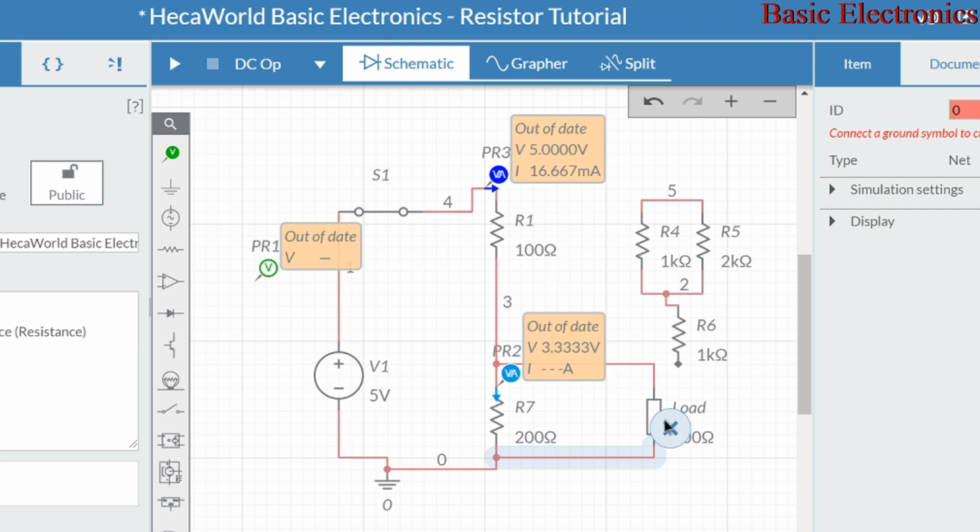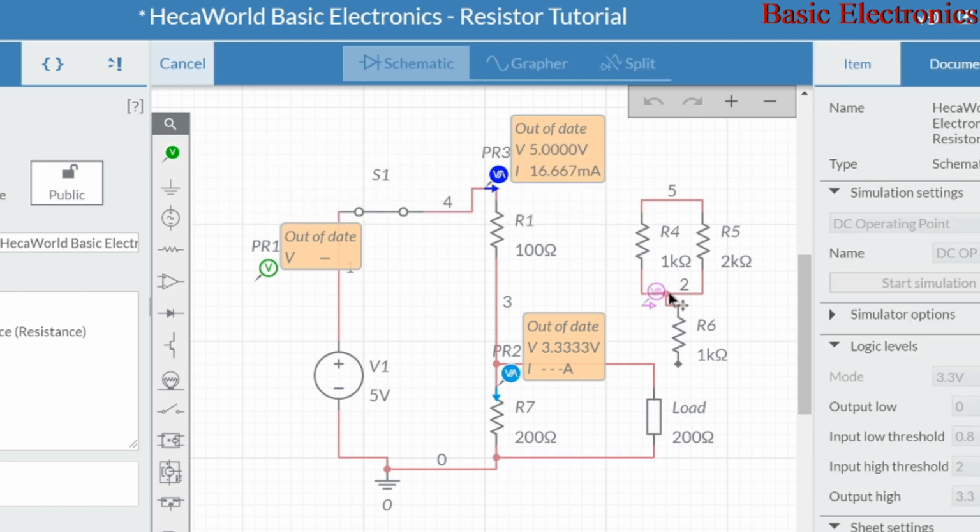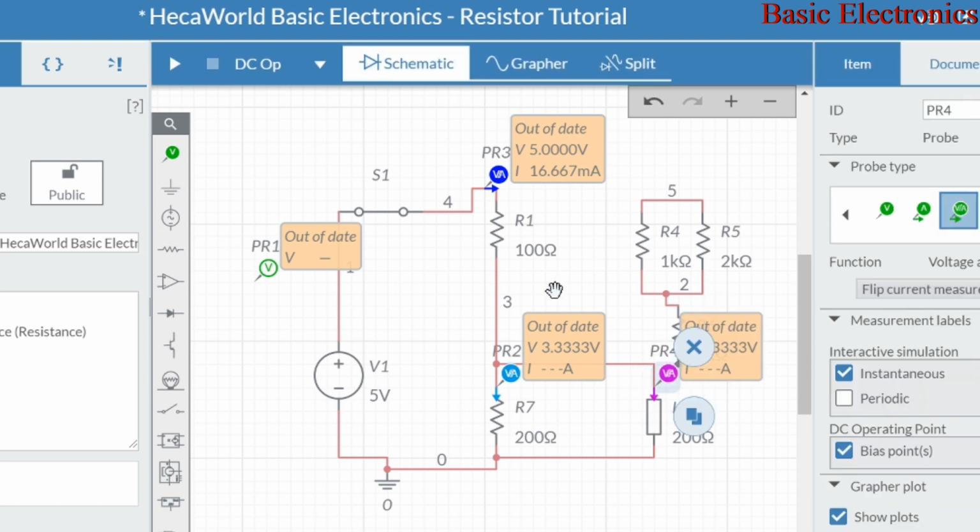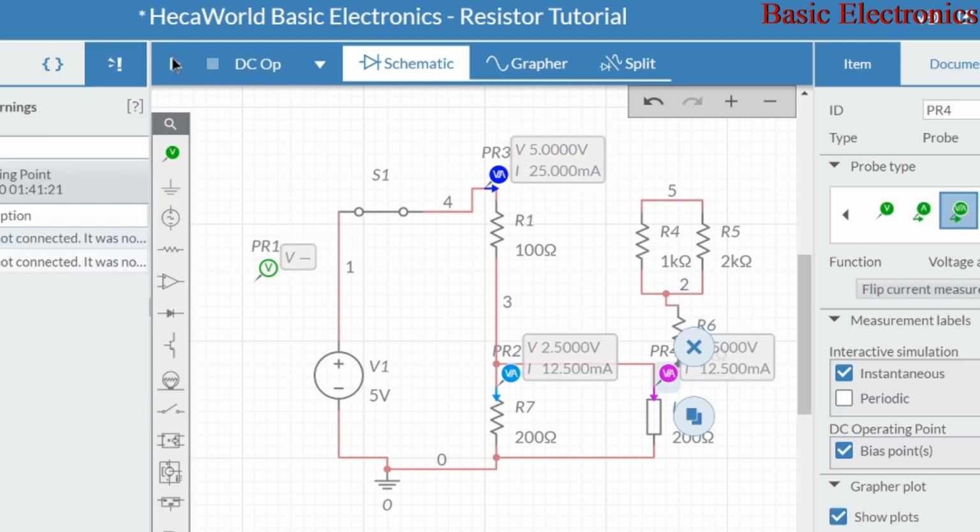So now, what do you think is going to be the voltage across the load? Let's take another voltmeter and ammeter, and connect it across the load and see how much voltage will develop there. When we run this simulation again, we're going to see the voltage across the two arms, the R7 and the load, is 2.5 volts each, and the current through each one of them is 12.5. The reason being that the value of the load is equal to the value of R7. So right here we'll see equal voltage, equal current going through them.